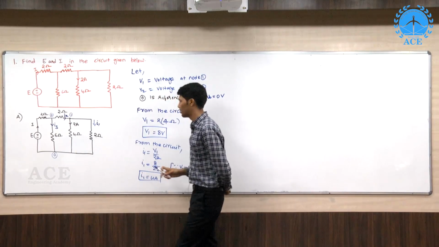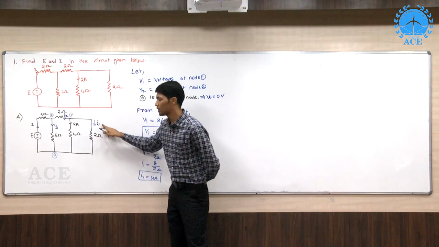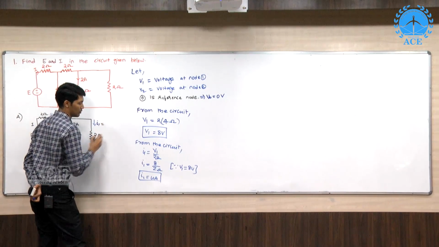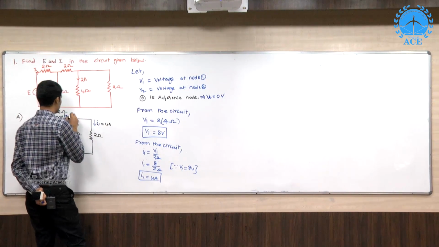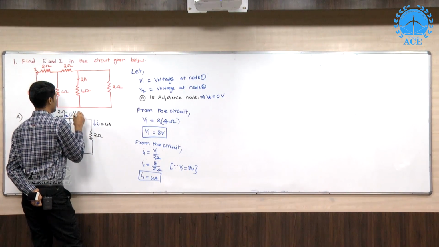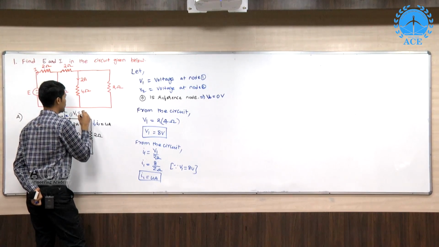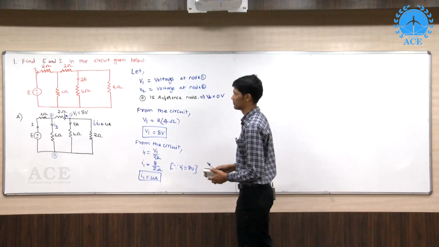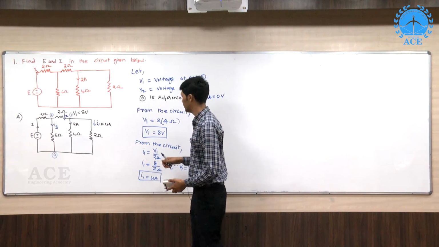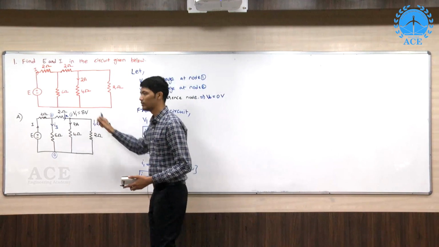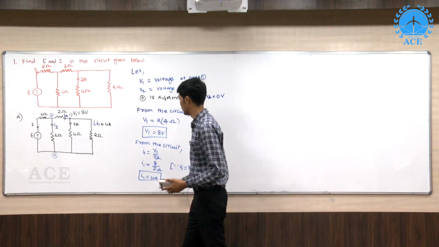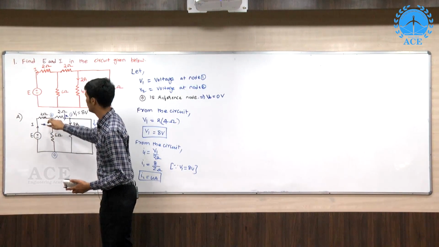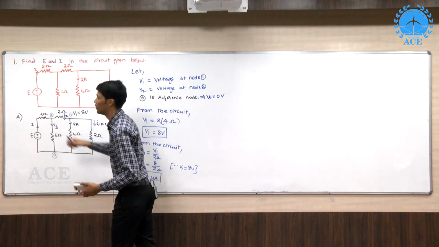Now we have calculated two values: the current through this resistor, I1, that is equal to 4 amperes, whereas the voltage at this node, V1, that is equal to 8 volt. Two things we have calculated. Now since we have calculated V1 equal to 8 volt and I1 equal to 4 amperes, we can calculate the current I2 and this voltage V2.